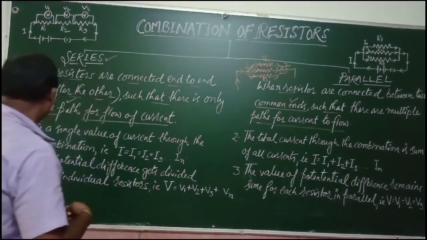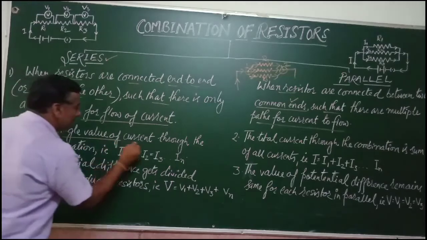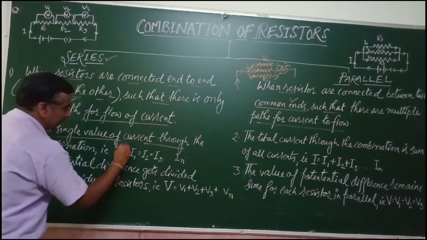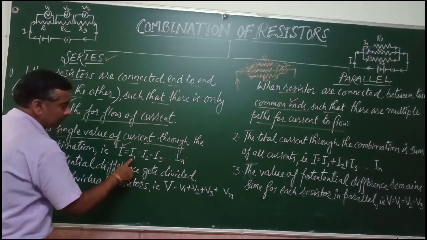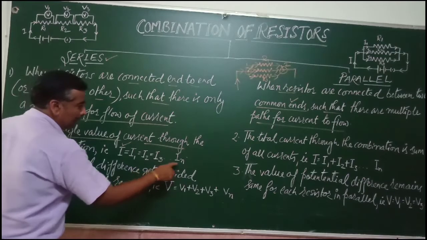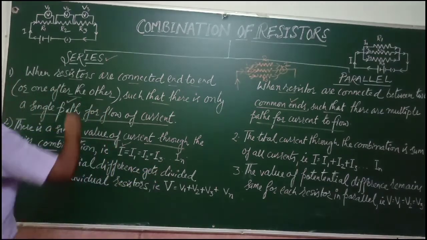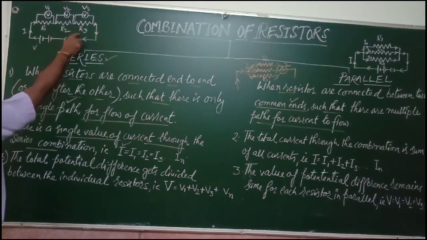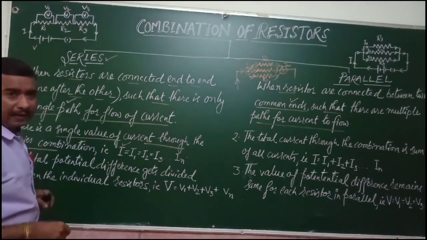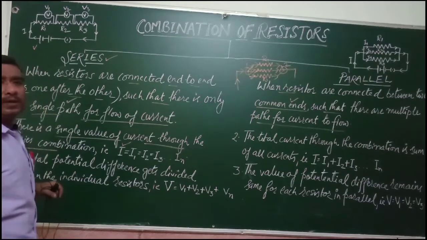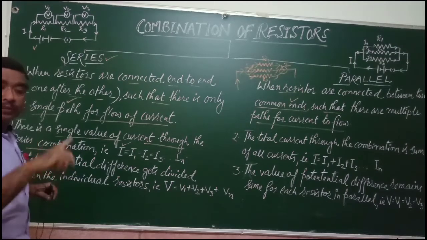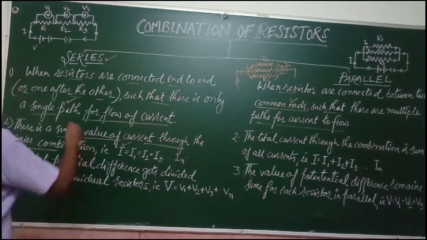Now what are the characteristic features? There is a single value of current through the series combination, such that the total current I through the circuit is equal to I1, which is equal to I2, which is equal to I3. So what are I1, I2, I3? Suppose this is the example of series combination. In series combination there are three resistors R1, R2, R3 which are connected one after the other, or end to end. The current flowing through each resistor is equal, such that there is a single value of current through the whole series combination, right?